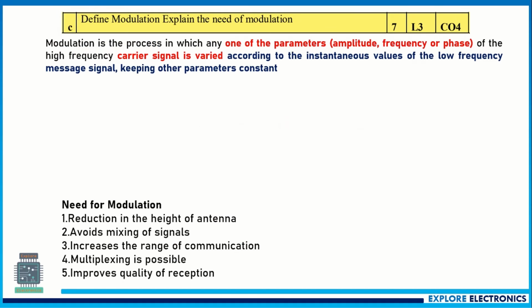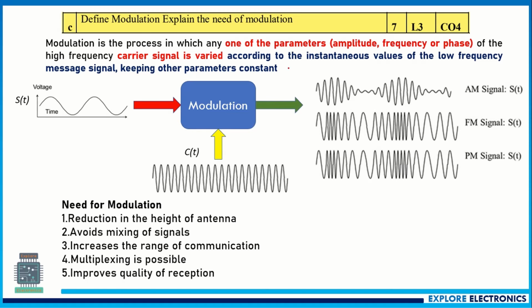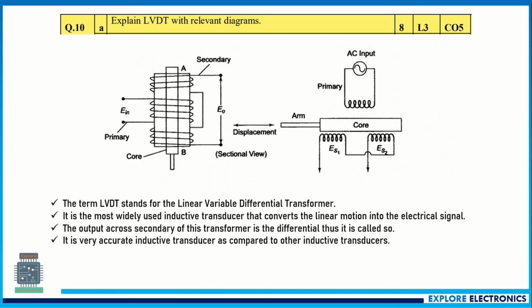And coming to modulation: define the modulation and explain the need of modulation. Here we need to write the modulation definition first clearly, and then write a block diagram like this. No need to show all these three waveforms, you can show any one. And for need for modulation, you need to explain these points clearly. At least write 1 or 2 points: how it reduces the antenna height, allows mixing of signals, improves range of communication, makes multiplexing possible, and improves the quality of reception. This is about modulation and need for modulation.